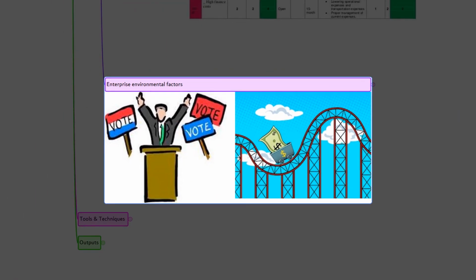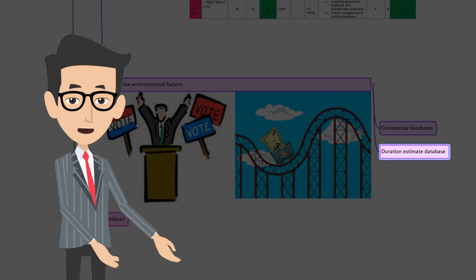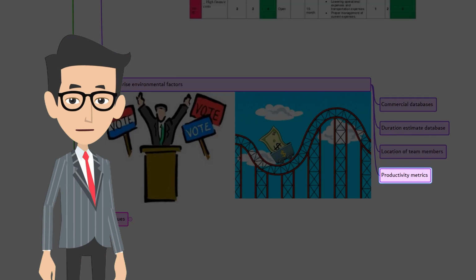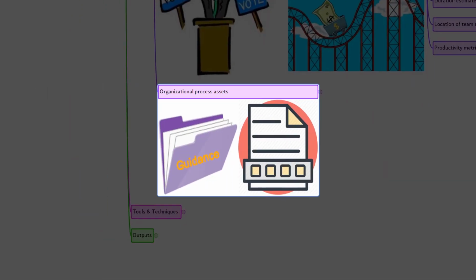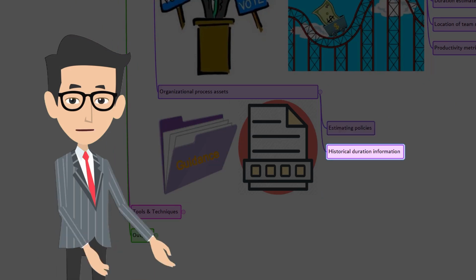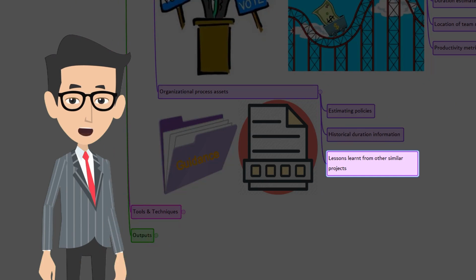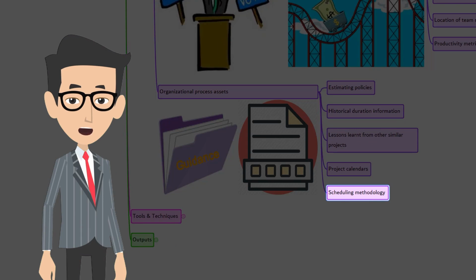All right, now let's look at the next input, enterprise environmental factors. Published commercial information, duration estimating database and other reference data, geographical location of team members, and productivity metrics. The next one is organizational process assets: estimating policies, historical information on duration, lessons learned repository with information from similar projects, project calendars, scheduling methodology containing the policies, governing schedule model development, and maintenance.